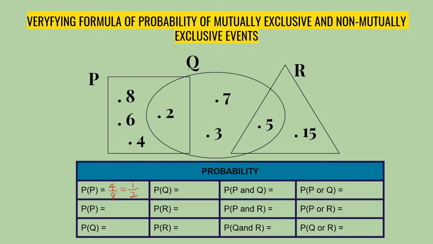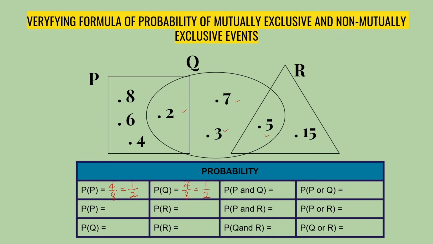This is just recalling the basic concept of getting the probability of an event. Okay, so we can continue for P of Q. Probability of getting elements of set Q. We have 2, we have 7, we have 3 and we have 5. So 4 elements over total elements, which is 8. So also we get 4 over 8, which is equal to 1 over 2.